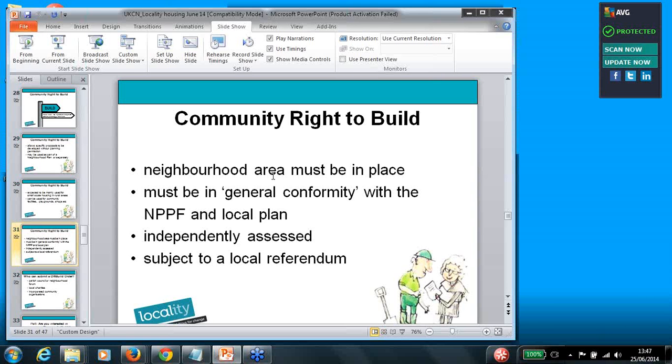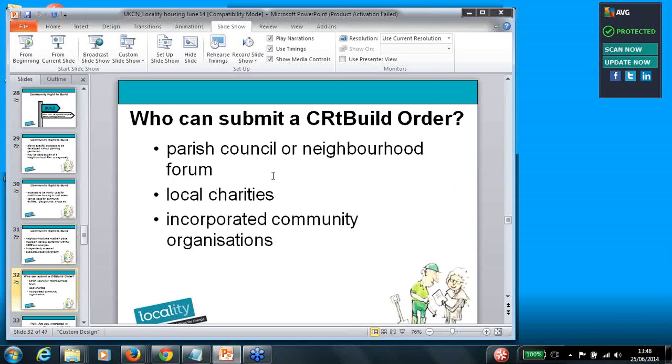The reason for that is because it has to go through a local referendum, as you can see there on that slide. Other requirements are that it must be in a neighbourhood area. In other words, a neighbourhood area must have been designated. It must be in general conformity with general planning requirements. It has to be independently assessed. But the point is that it has to go for a local referendum. As long as you can get people on side, you can, in theory at least, push through planning proposals that might otherwise have been stopped at planning permission stage.